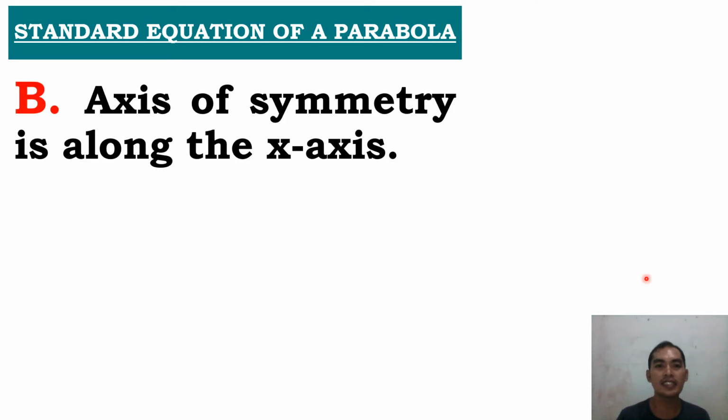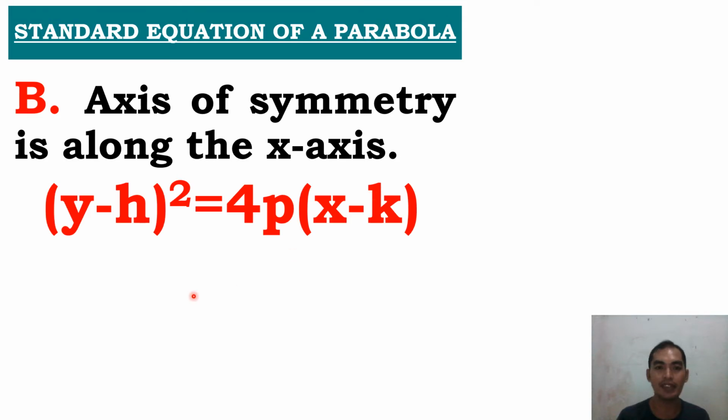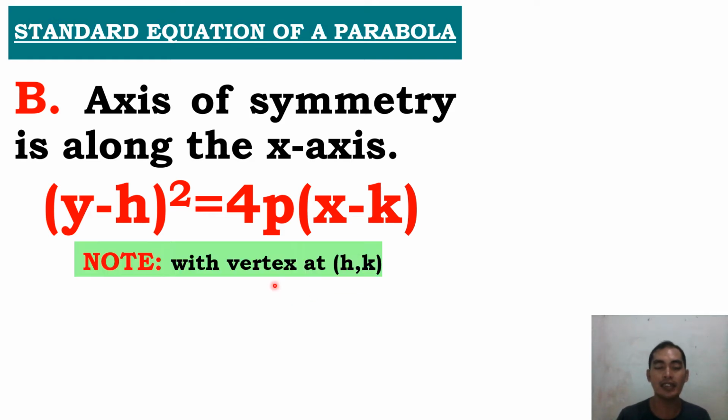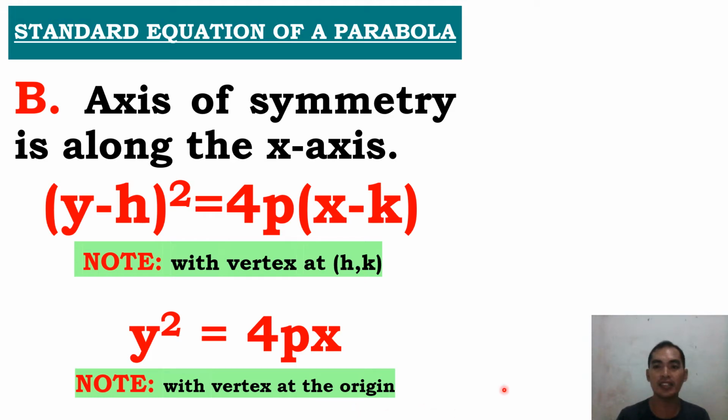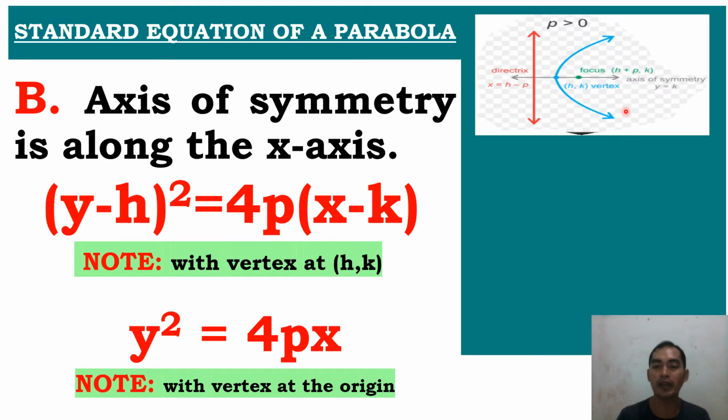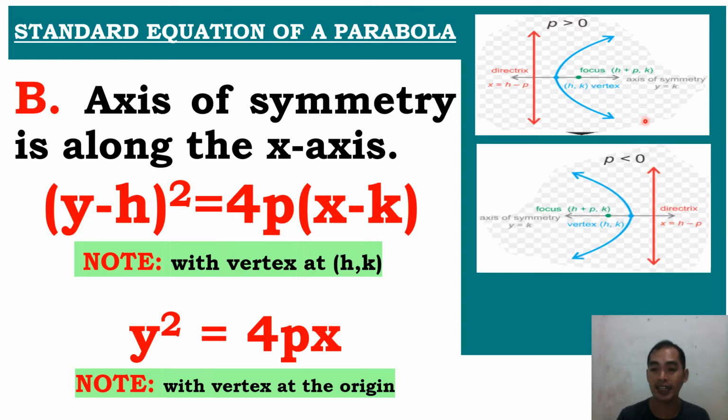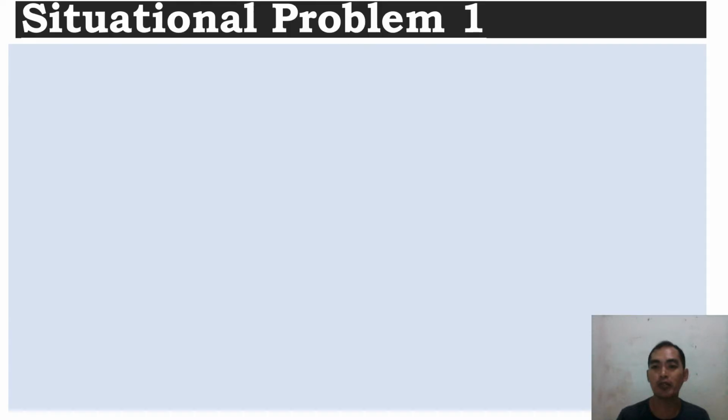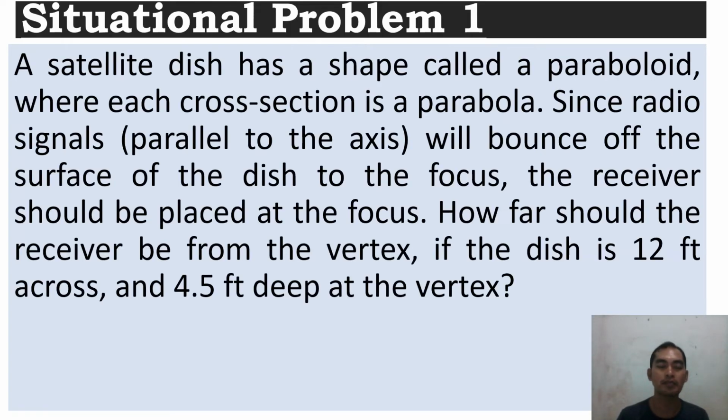And next is, when the axis of symmetry is along the x-axis, we have the formula (y minus h) squared equals 4p times (x minus k). The vertex is at (h, k), while y squared equals 4px. The vertex is at the origin with the following graph, open sideward to the right side and to the left side. Let's start the first situational problem.